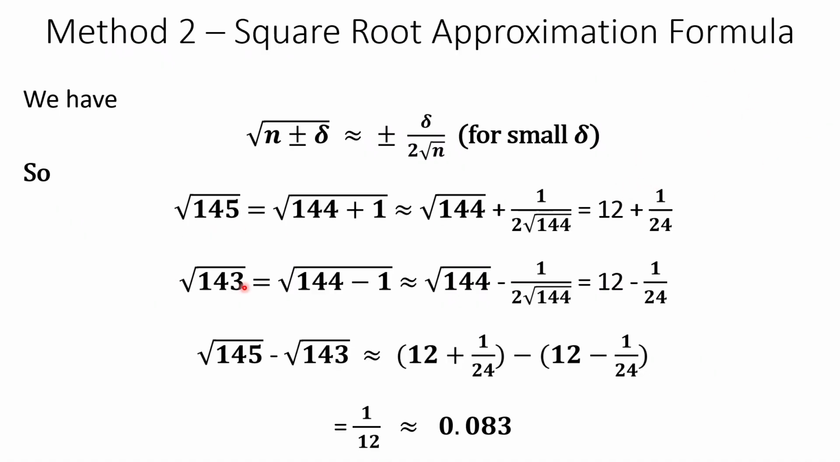Now, if we were to use the minus, it'd be the same thing, but this time we'd be using the minus for both sides. Now, the answer is going to be 12 minus 1 over 24, and now we can calculate the difference, and it's going to give us the same number, which is 0.083.